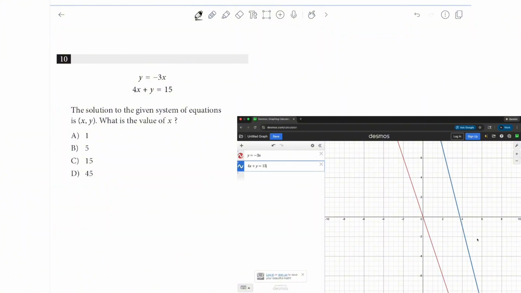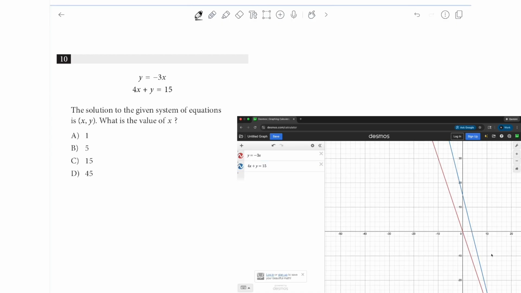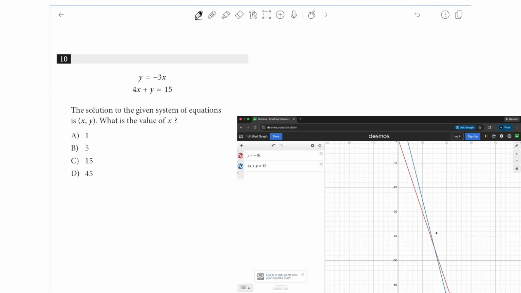So now we just need to find our point of intersection, and sometimes we're going to have to scroll down and look for it. It's happening right here, and when we click on it, it shows us a nice point, 15 and negative 45. Okay, so all that means is that the x value is 15 for the solution, and that's just answer choice C.